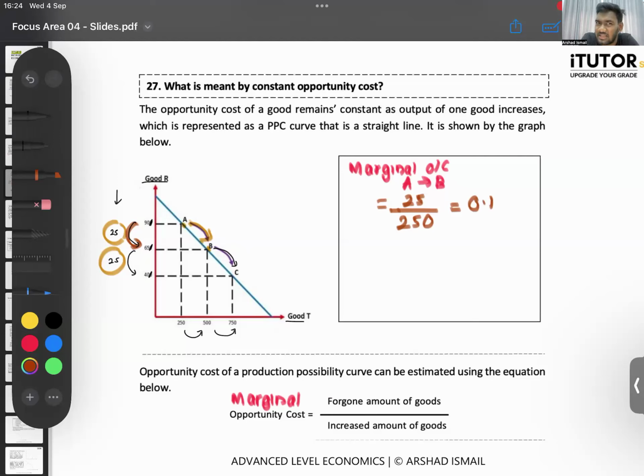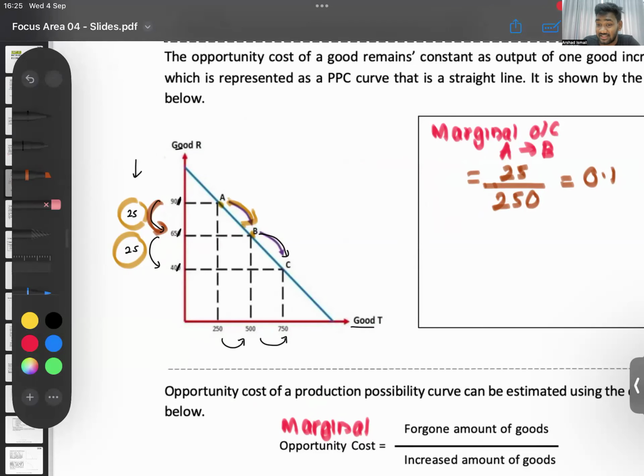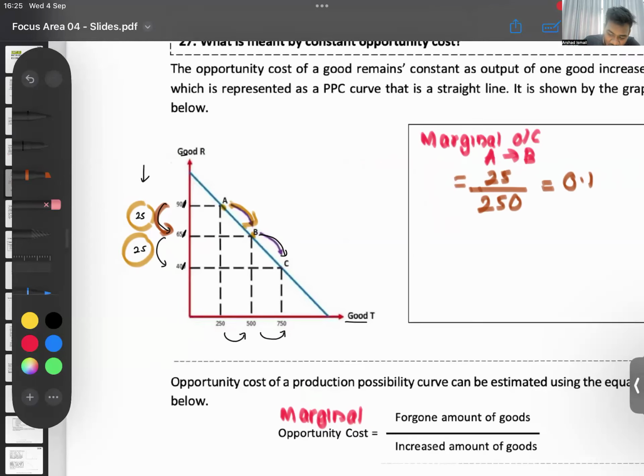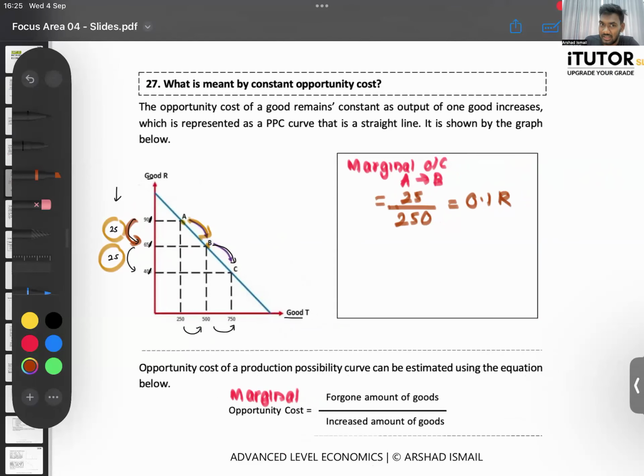0.1 what? Some of you can't figure that out. Is it rupees, good R, good T? How do you figure that out? Remember, my opportunity cost is always what you sacrifice. So when going from A to B, which good are you sacrificing? Which good are you foregoing? Good R. So this is 0.1 units of good R. Have that in mind. Then shall we do it the other way?